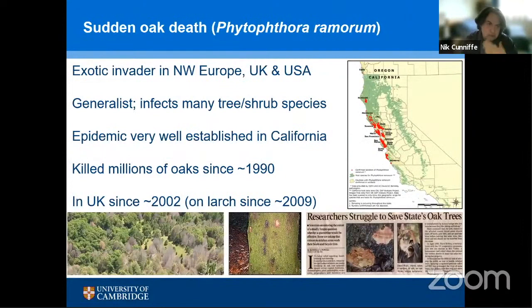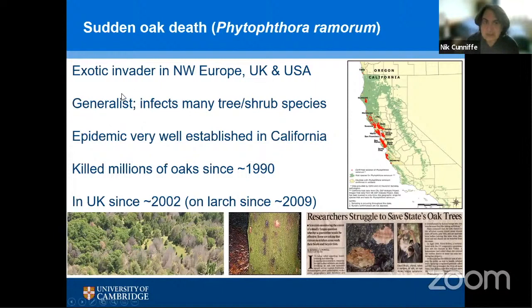So I'll say a little bit about Phytophthora ramorum. Again, it's not something you may have heard of. It's an exotic invasive pathogen in northwestern Europe, the UK and the USA. There are large epidemics caused by this pathogen in the UK, certainly in parts of the USA, and in other European countries. One of the things that makes it difficult to control is that it's a generalist. The pathogen is able to infect many tree and shrub species.